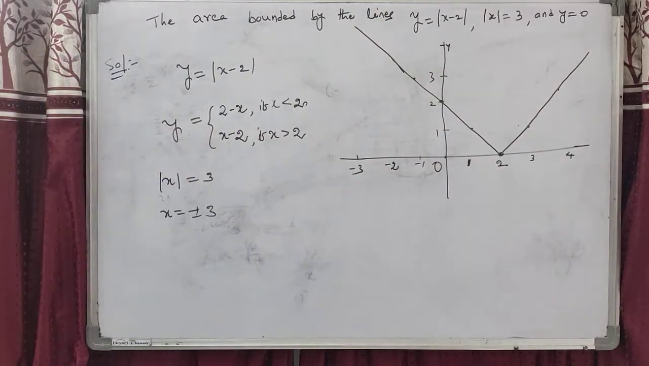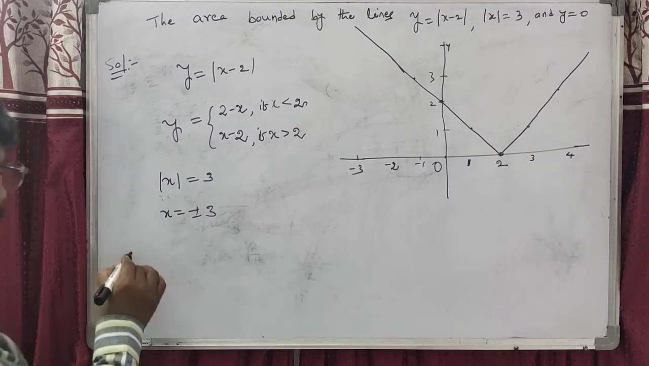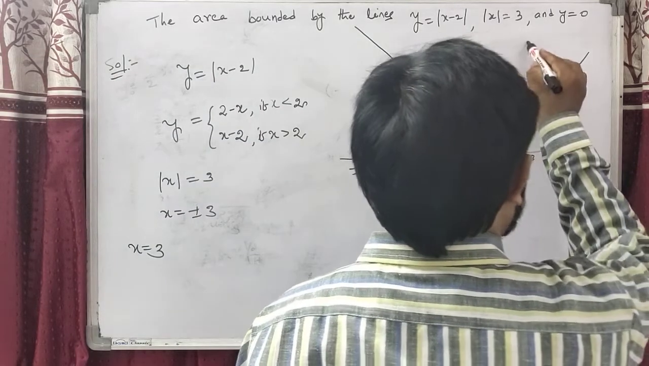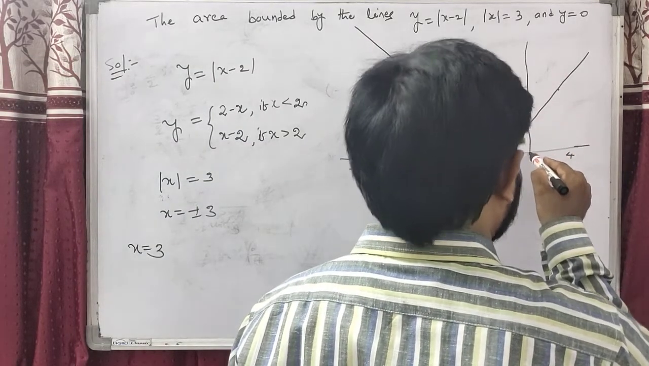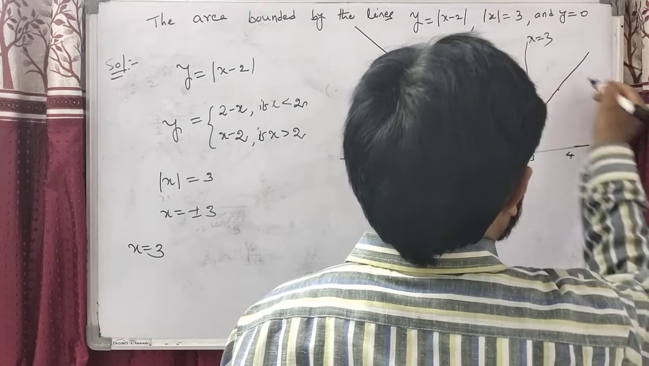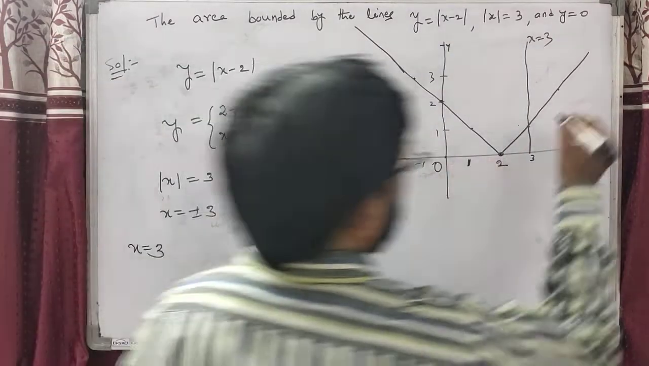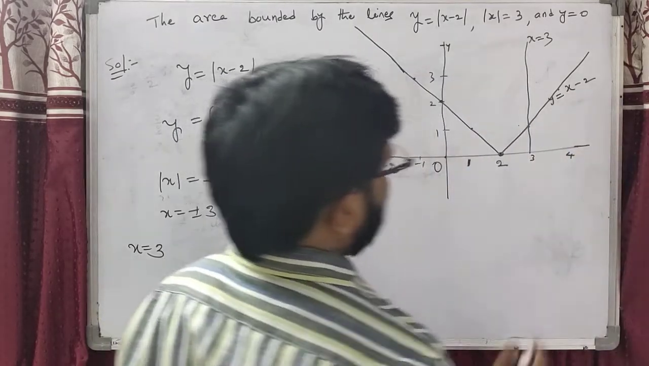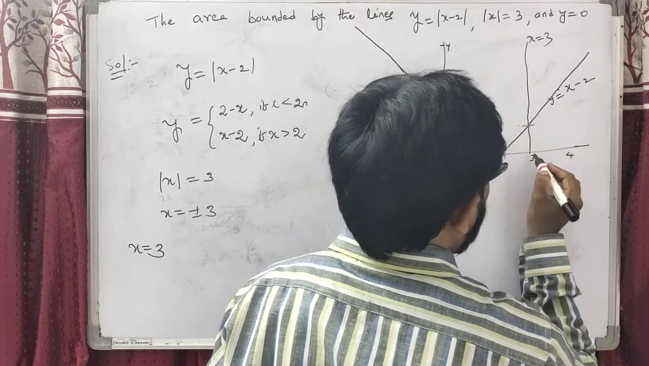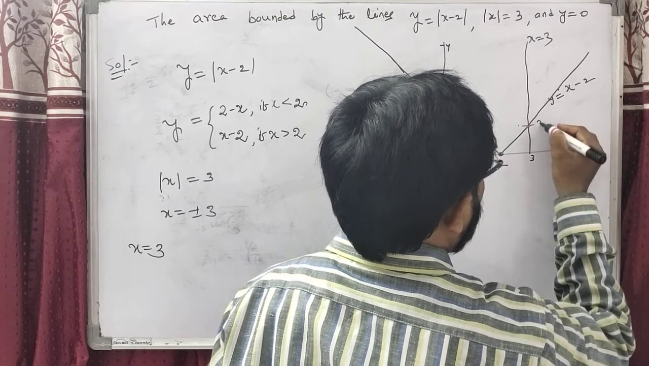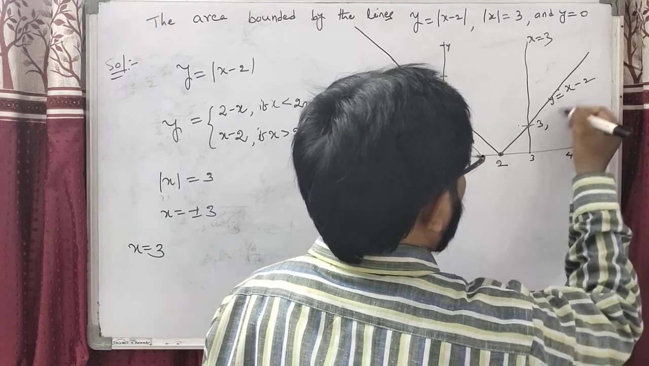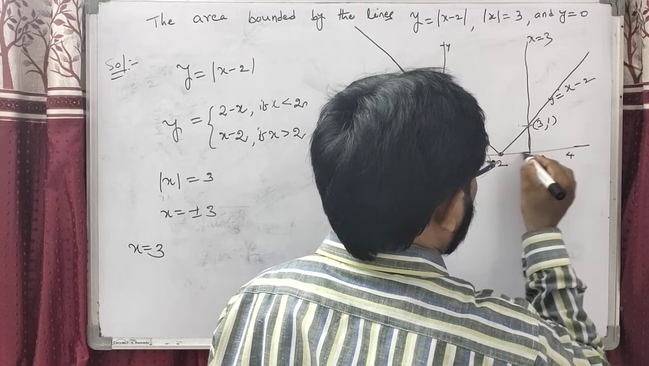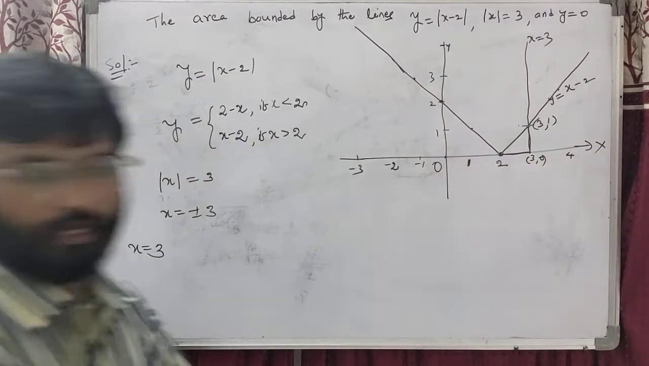So, students, what we observe: first we take the line x equal to 3. When we take x equal to 3, it goes like this. This is parallel to the y-axis. This is the line y equal to x minus 2. Students, what is this point? When x is 3, y is 1. 3 comma 1. Dear students, we can observe 3 comma 1. This is the x-axis. Okay, students.